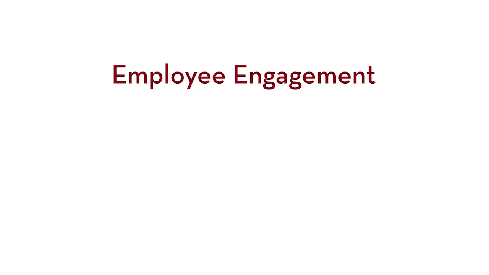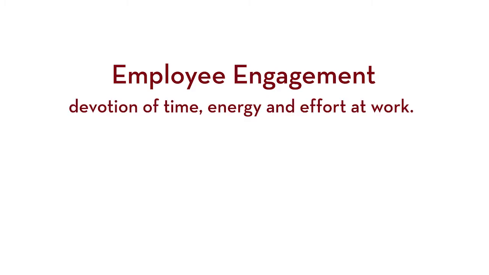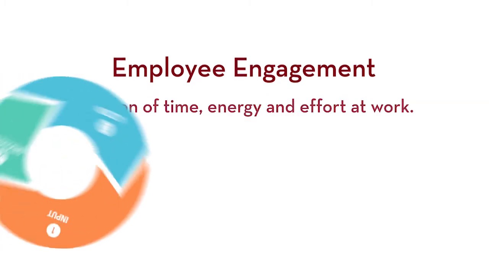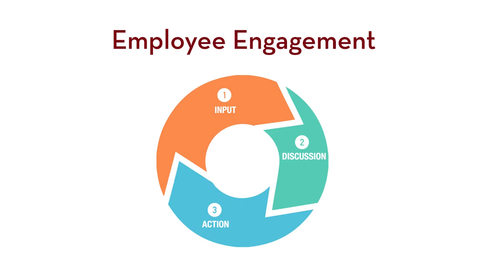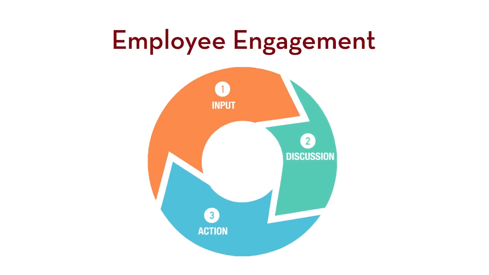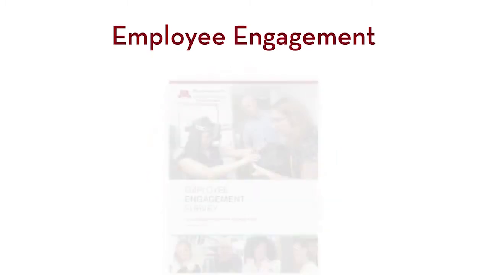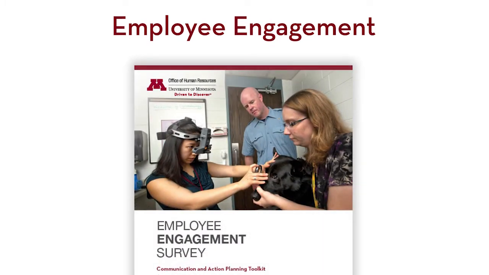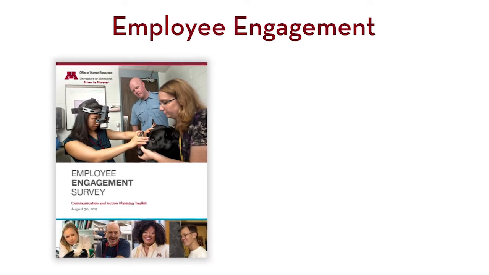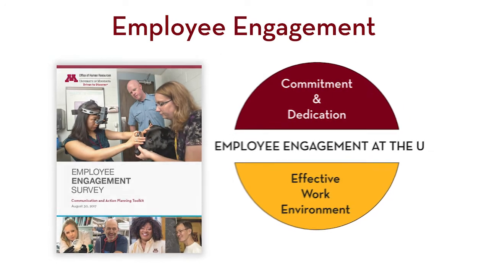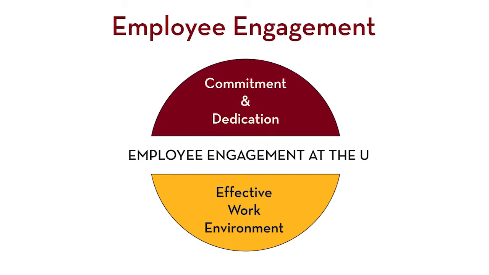Employee engagement is the extent to which individuals devote time, energy, and effort at work. It is an ongoing process that consists of input, discussion, and action, or getting, discussing, and acting on feedback. One way to get employees' feedback is via the U of M Employee Engagement Survey, which is based on the university's engagement model, consisting of 2 key metrics for employee engagement.